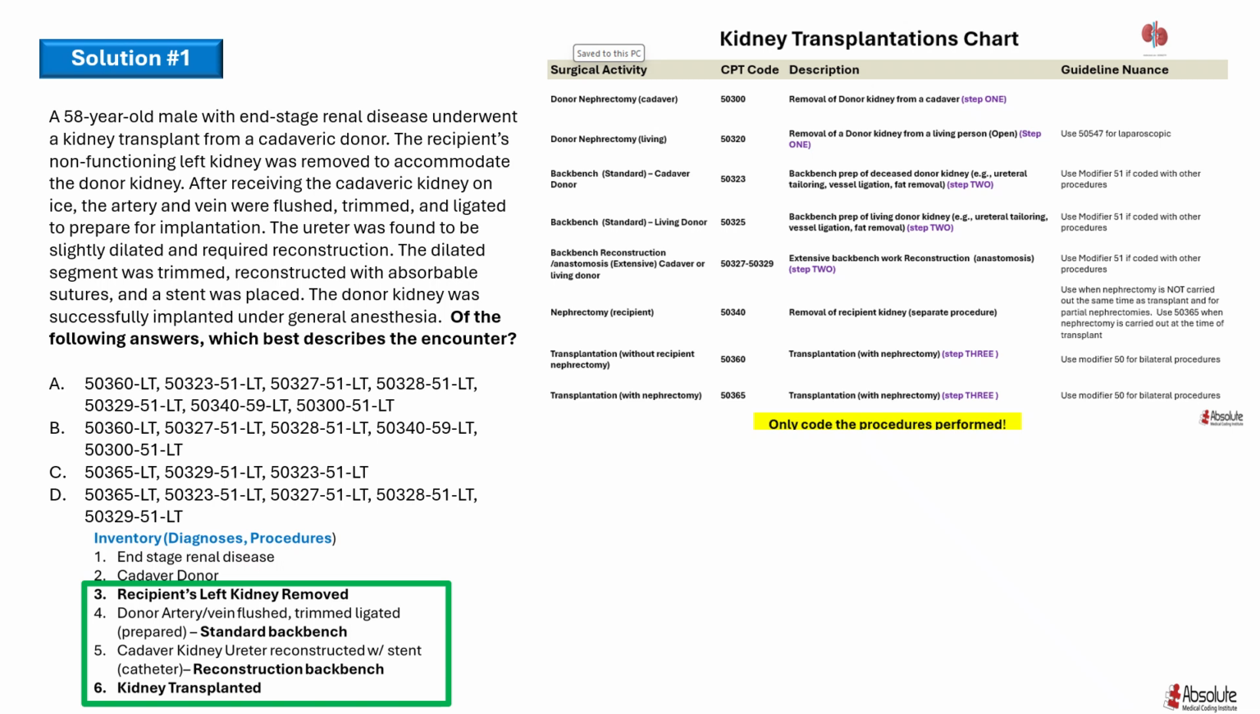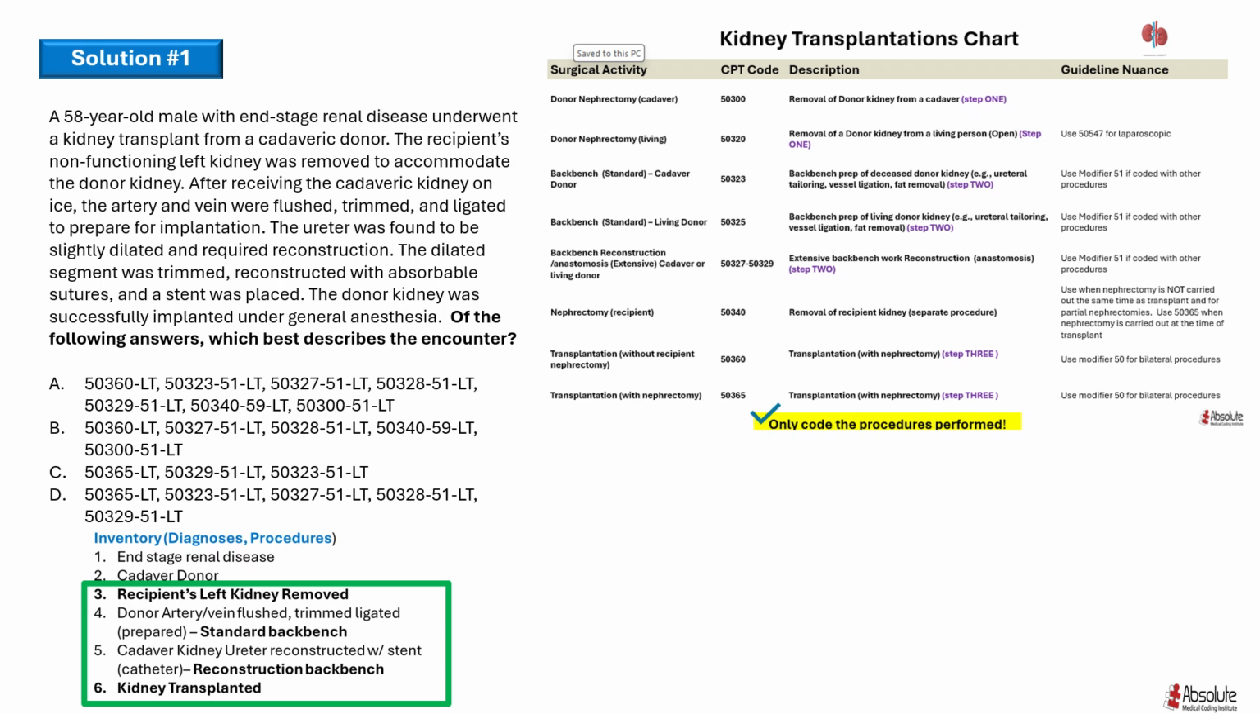And I'm going to start with my primary procedure. That's the transplantation procedure. There are only two: one without recipient nephrectomy, one with recipient nephrectomy. If you said we're going to choose the transplantation with recipient nephrectomy, that is correct, right? The nephrectomy is bundled in that transplantation code. So 50365, that's our code. That's going to be our primary code. And on site, we can get rid of A and B.